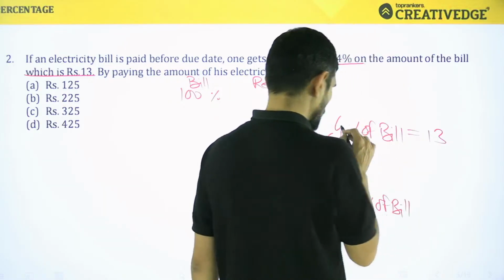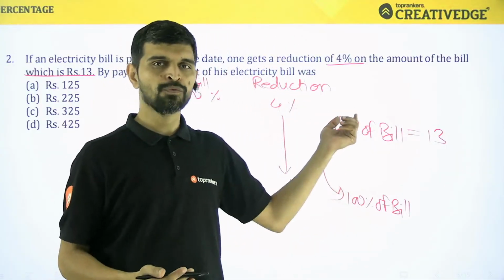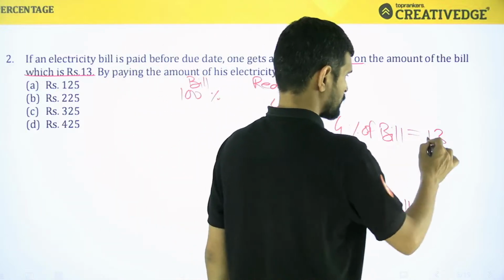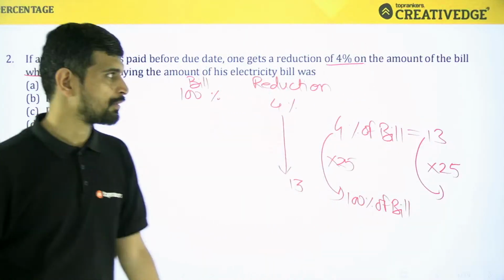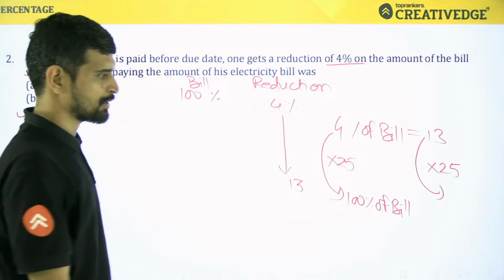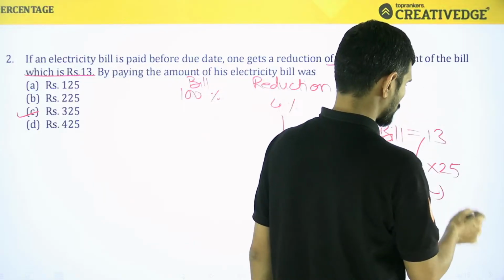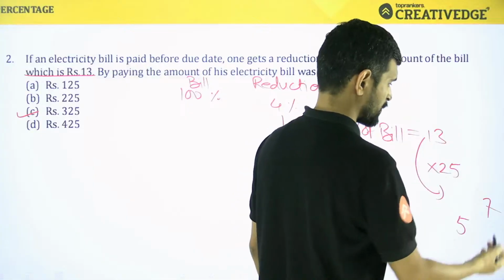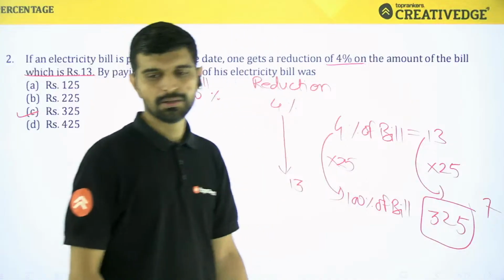So what number should I multiply by? 4 into something is equal to 100. 100 upon 4 becomes 25. So multiply by 25 here and you will get the total amount of the bill. Right, this is exactly what the question wanted. So the answer to this question will be 325. 13 into 25: 25 into 3 is 75, 25 into 1 is 25, plus 7, that is 32. So this is how it is.